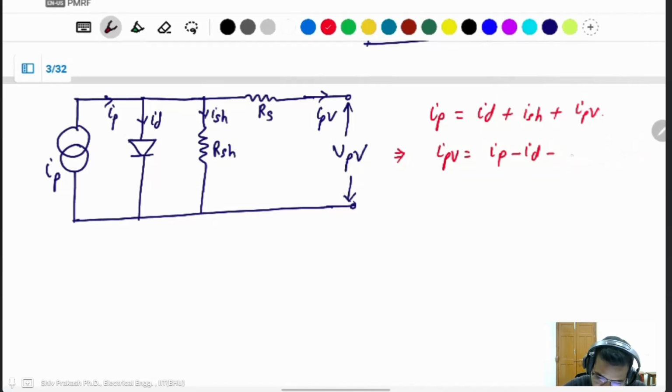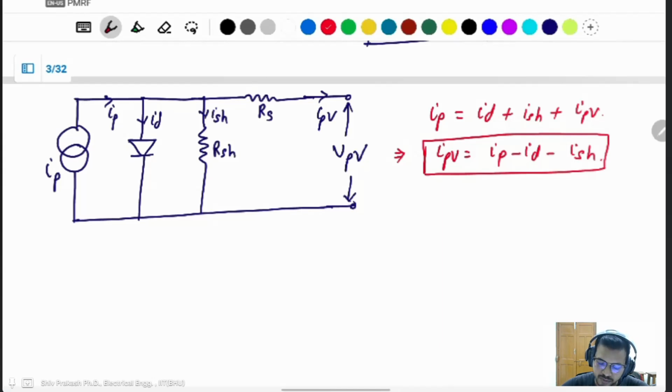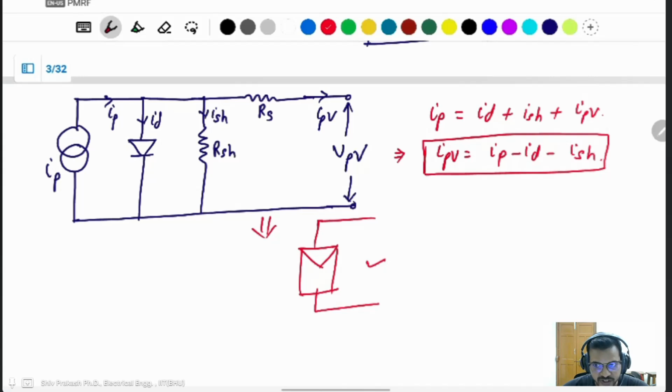Let me do it later. First, this one: photon current minus diode current minus shunt current is the final PV current. This is known as a simple PV cell, and the PV cell is represented like this box only. This is the PV cell. A number of PV cells are connected in series and parallel to make a panel.